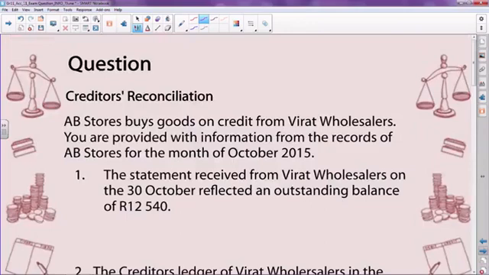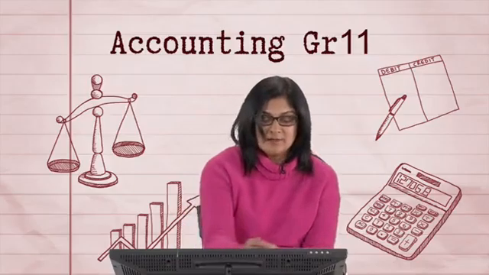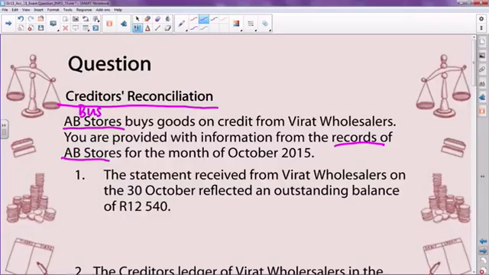The next part of the question: creditors reconciliation. Remember now, guys, it's a completely new question with obviously a different business. AB Stores buys goods on credit from Virat Wholesalers. You are provided with information from the records of AB Stores for the month of October 2015. Even before I read on, AB Stores is the business, and Virat Wholesalers is obviously the creditor. That's the first thing you need to do.